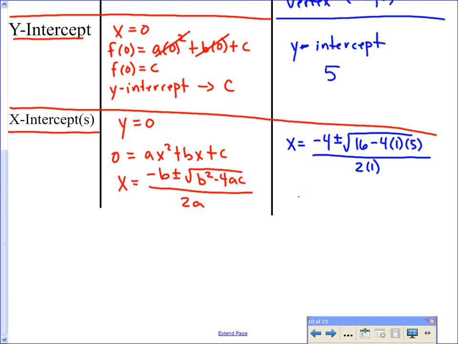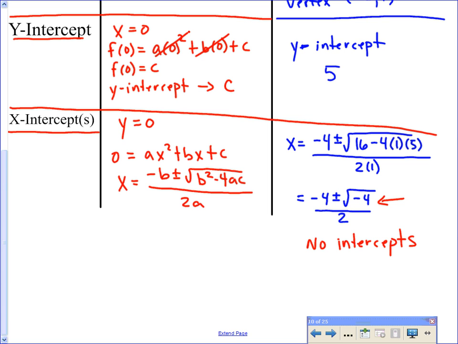And now if we want to simplify, we get negative 4 plus or minus the square root of negative 4 over 2. Now you notice at this point that we have a negative value in the discriminant, so the square root of a negative number. What that means is that there are going to be no x-intercepts.